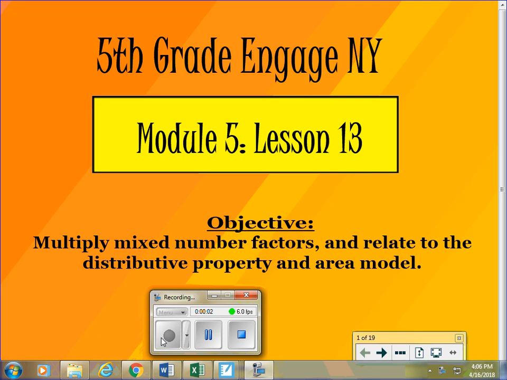All right, so today we're going to look at Module 5, Lesson 13. And I have changed the way that we're learning this just a bit. So our objective is not quite going to match up. The objective for today says that we're going to multiply mixed number factors and relate it to the distributive property and area model.